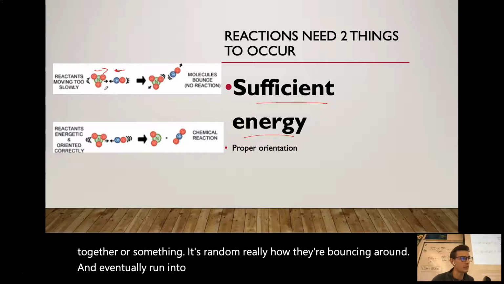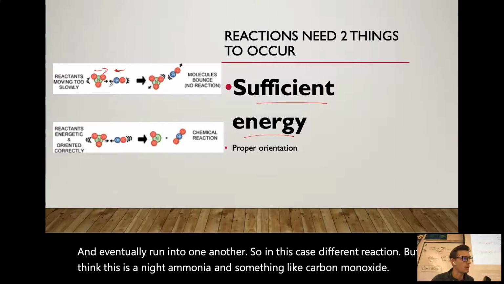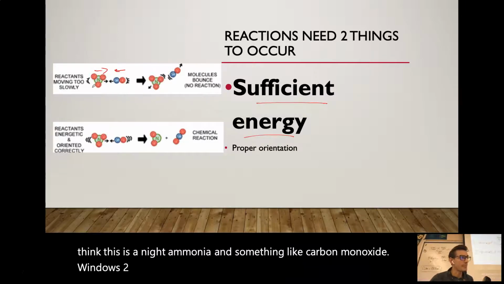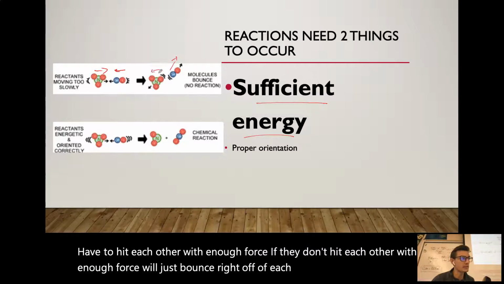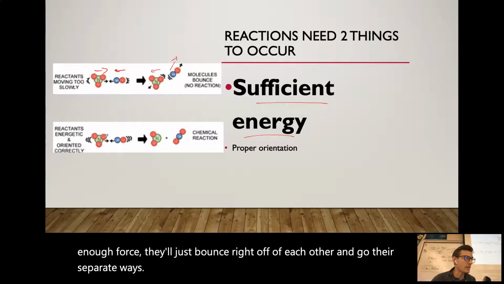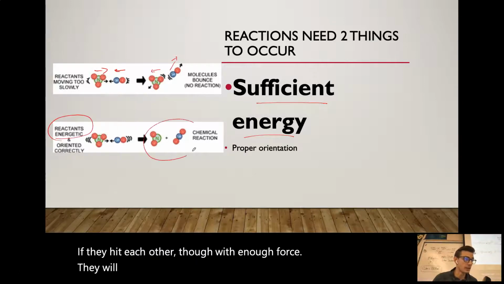So in this case, different reaction, but I think this is ammonia and something like carbon monoxide. When those two things run into each other, they have to hit each other with enough force. If they don't hit each other with enough force, they'll just bounce right off of each other and go their separate ways. If they hit each other, though, with enough force, they will actually do the reaction, and those atoms will switch places, and that'll happen.